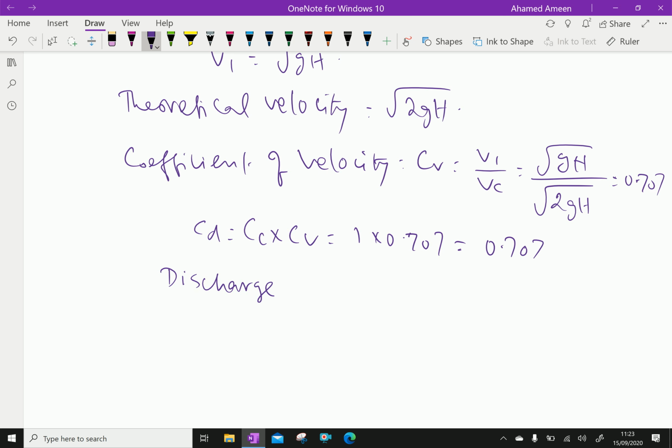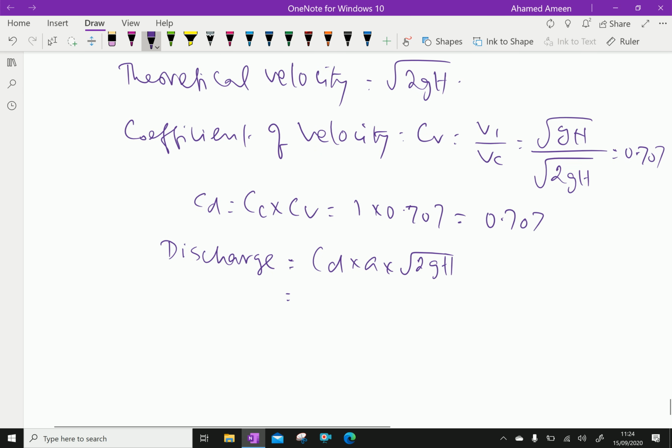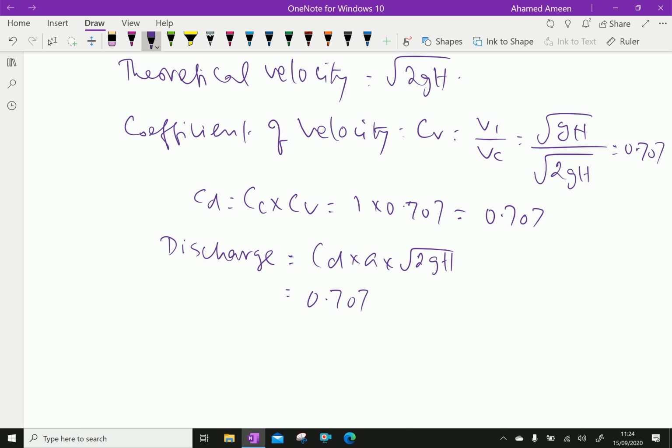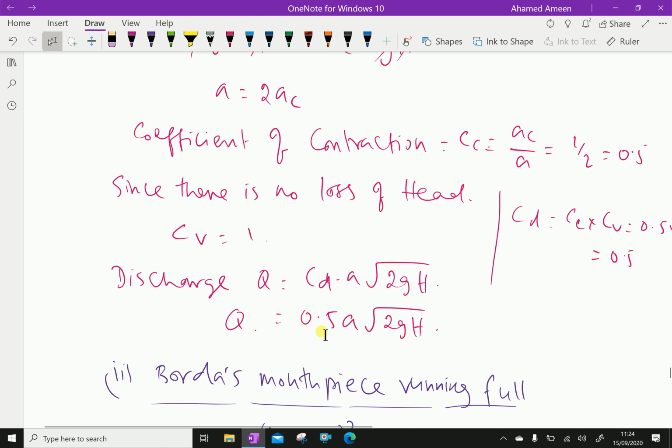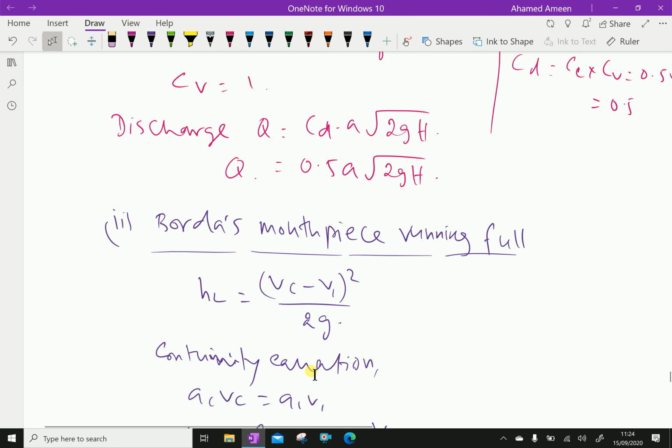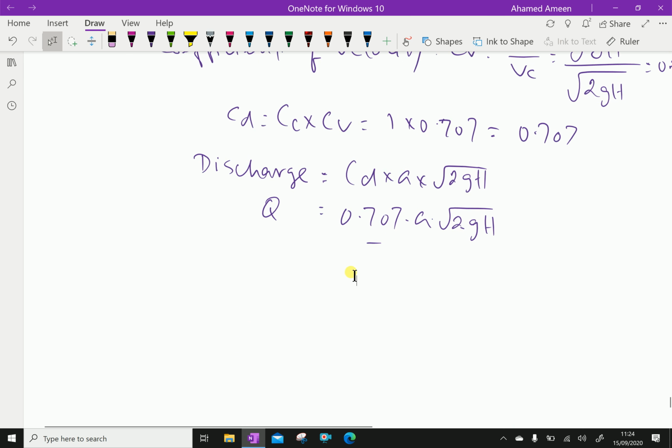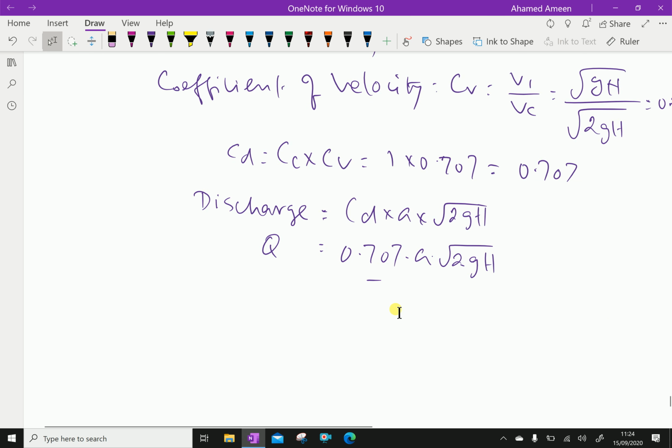Therefore the discharge through Borda's mouthpiece when running full equals CD into A root of 2gH, which equals 0.707 A root of 2gH. Therefore this is the discharge Q when running full. Here, when running free, the discharge is 0.5 A root of 2gH. Running full, it is 0.707 A root of 2gH. We have done.